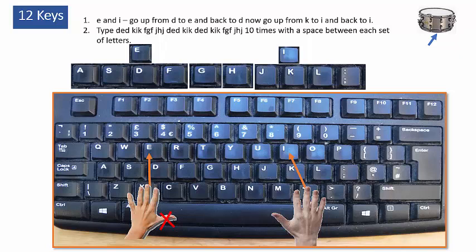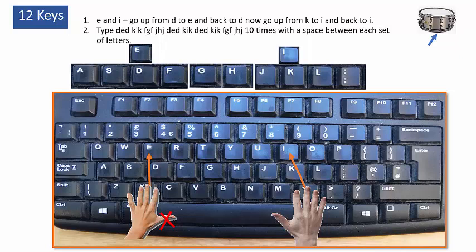So you're going F, G, F, space, J, H, J, space, K, D, E, D, space, K, I, K, space, F, G, F, space, J, H, J, space, D, E, D, space, K, I, K, F, G, F, space, J, H, J.